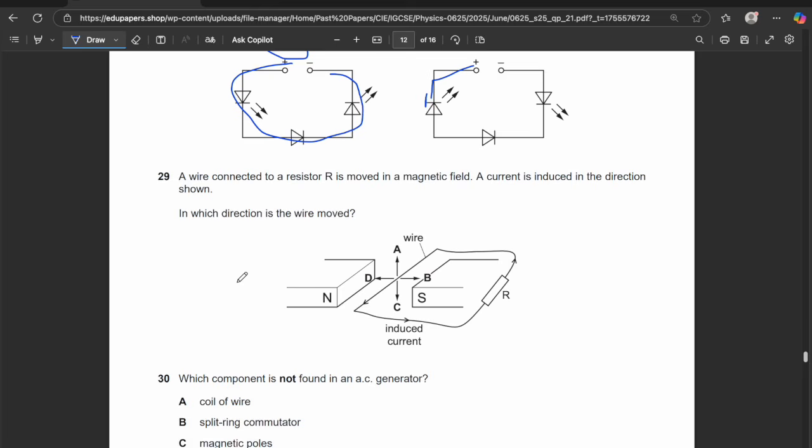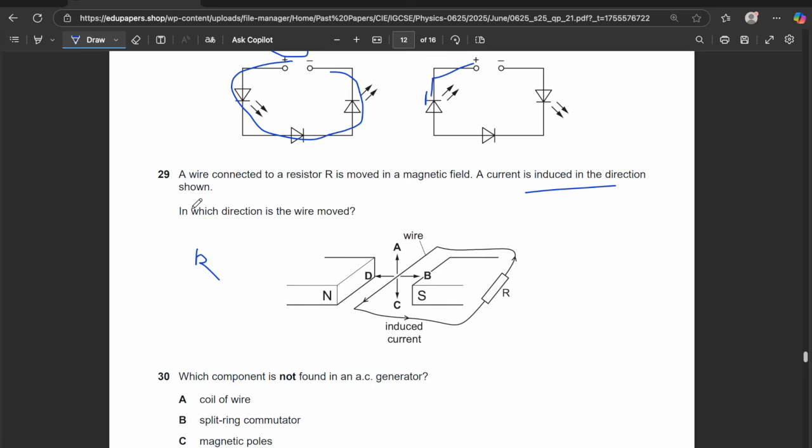29. A wire connected to a resistor R is moved in a magnetic field. The current is induced in the direction shown. In which direction is the wire moved? So there is induced current due to motion, so we have to use Fleming's right hand rule. So if you put your 3 fingers in perpendicular directions, the magnetic field will be north to south, which means it will be from left to right, and then the induced current is coming out in this direction.